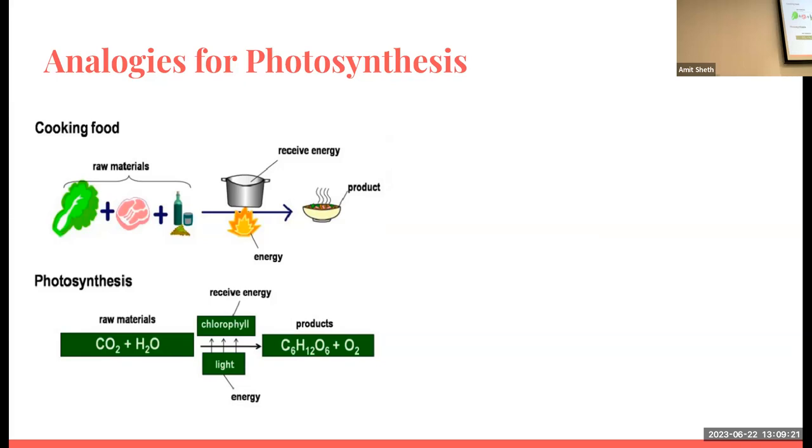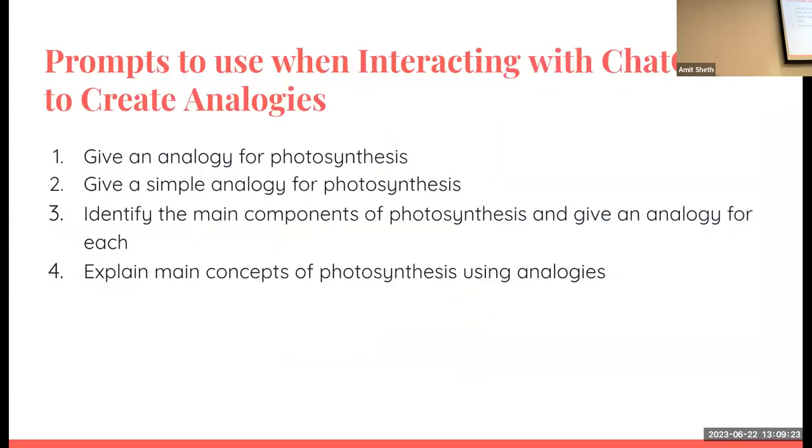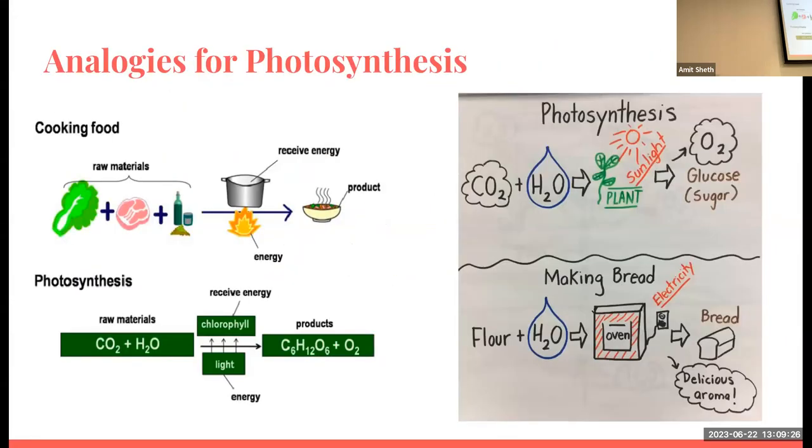I found another interesting one, this other one with making bread. I think it's pretty neat because it has every element mapped. In some analogies, the issue is that you sometimes don't get to map every point, but still it's helpful. In that bread-making case, you have a delicious aroma, and it is analogous to the O2 byproduct that you get, right? So that is one interesting thing.